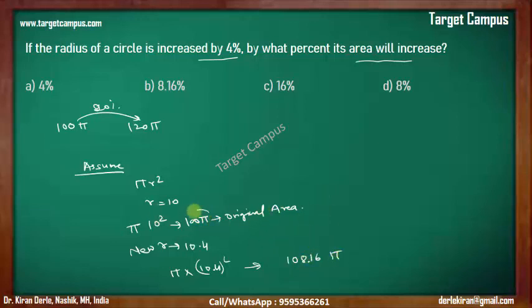So original was 100 pi, now it has become 108.16 pi. So that got increased by 8.16. This is what the increase is, right? It was originally 100 pi, now it is 108.16 pi. So this is the increment. This is what percentage, right?